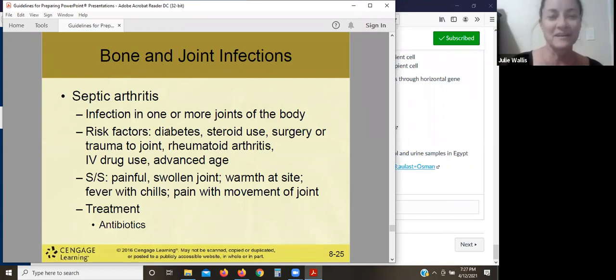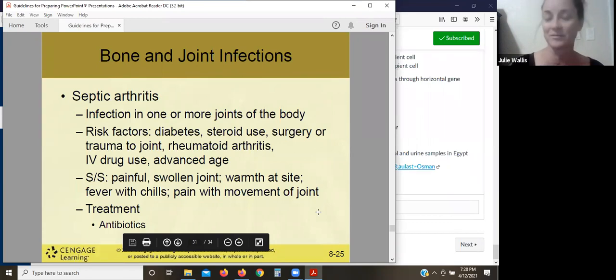Risk factors for this include diabetes, because a lot of times there is poor circulation in the extremities, and you can have swelling that, again, once you have swelling with a lot of fluid hanging around, you have an increased chance of getting an infection. Steroid use, surgery or trauma to the joint, rheumatoid arthritis, IV drug use, or advanced age. Signs and symptoms: you can have a painful swollen joint, warmth at the site, fever and chills, and pain with movement of the joint, obviously.